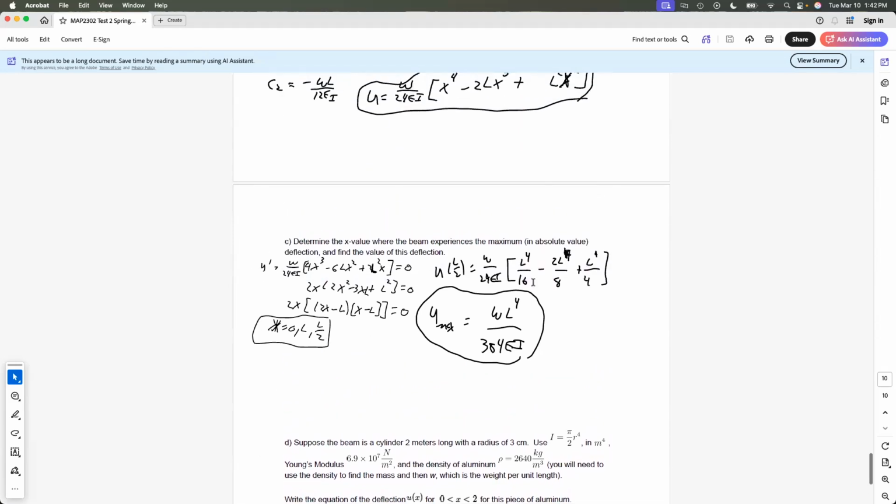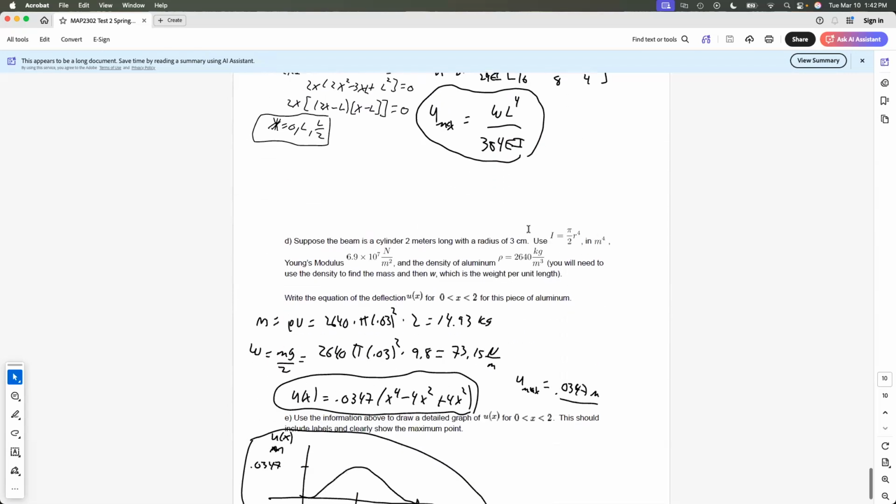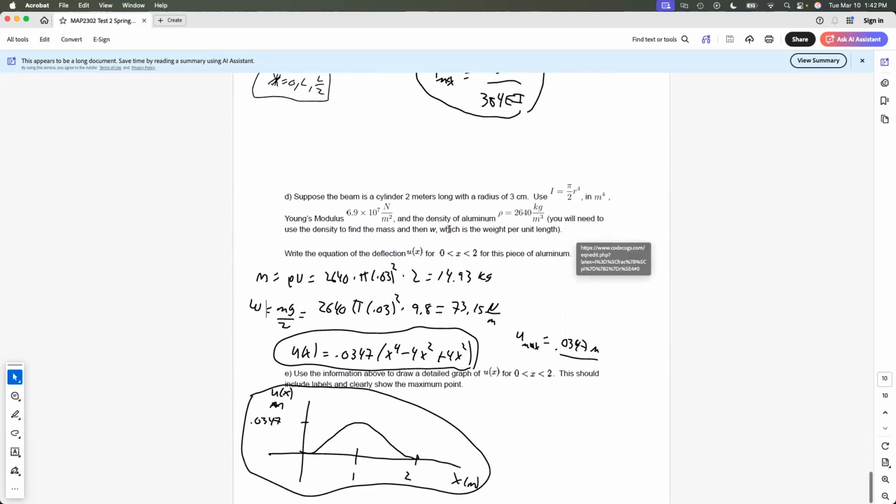And then we're just plugging in. Here's my formula. I'm plugging in for W, I'm plugging in for E, and I'm plugging in for I. E is Young's modulus. It's a measure of how much force you have to apply to deform something. And I is the moment of inertia. And you're told both of those. So that's E, that's I. So we're going to get this. Look, I already kind of told you the answer.